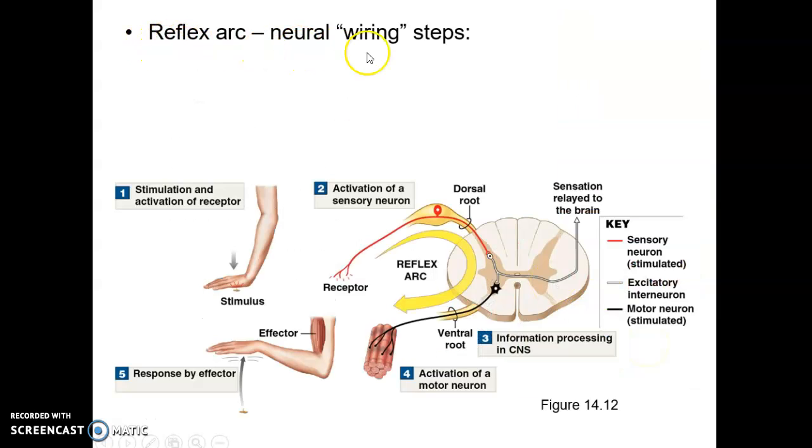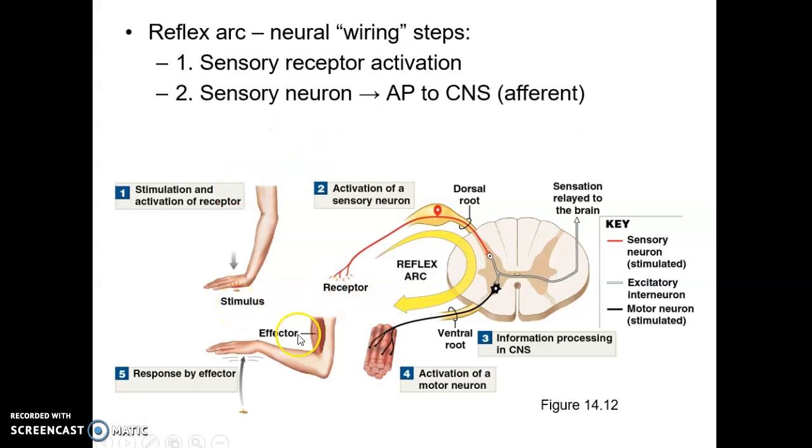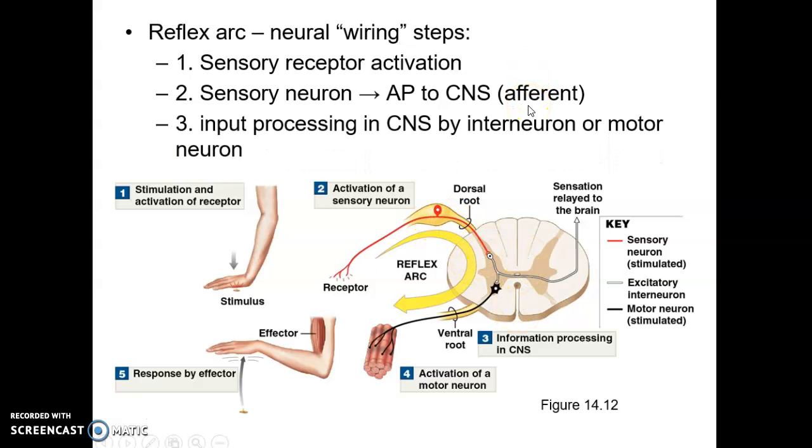So the reflex arc, let's consider the wiring and the steps. Step 1, the sensory receptor gets activated by some stimulus. Step 2, the sensory neuron sends that signal, action potential, into the central nervous system, the afferent sensory pathway. Step 3, input processing in the central nervous system by the interneuron, or sometimes we'll see that the sensory neuron might synapse directly with the motor neuron. And by the way, the interneuron is sending the signal up to the brain.